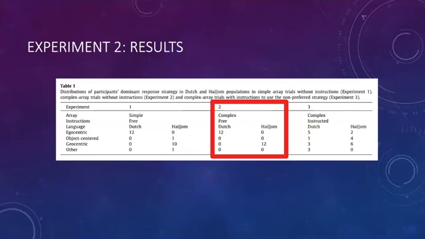Reconstructing the complex array, performance was worse than in experiment 1. The populations once again differed significantly in the distribution of strategy choices. Dutch participants exclusively used an egocentric frame of reference to reconstruct the animals, while the Hai||om population exclusively produced geocentric responses in the free condition.